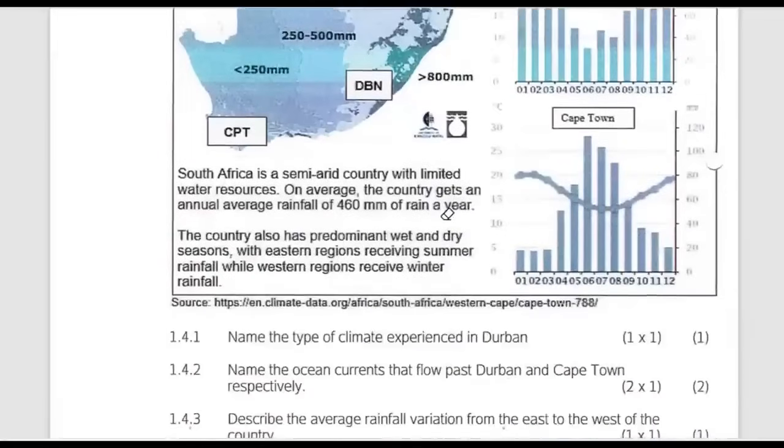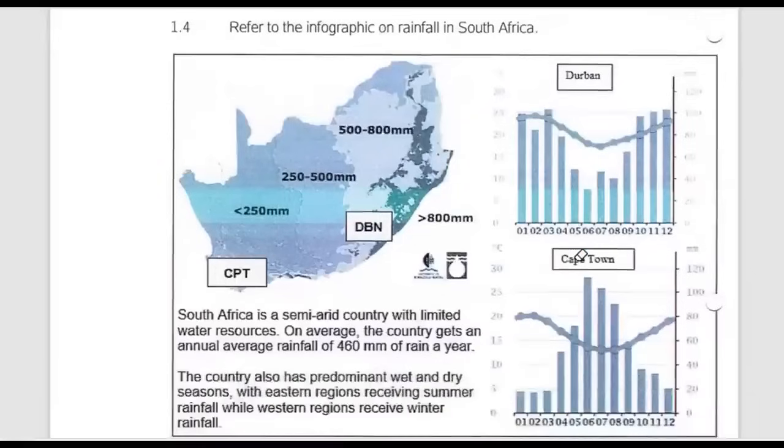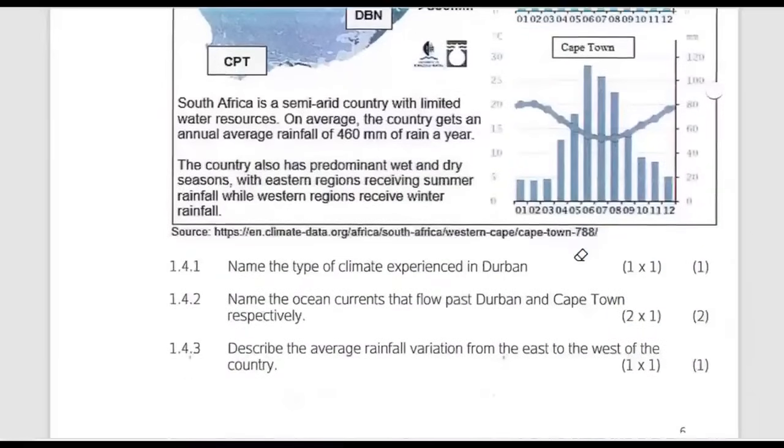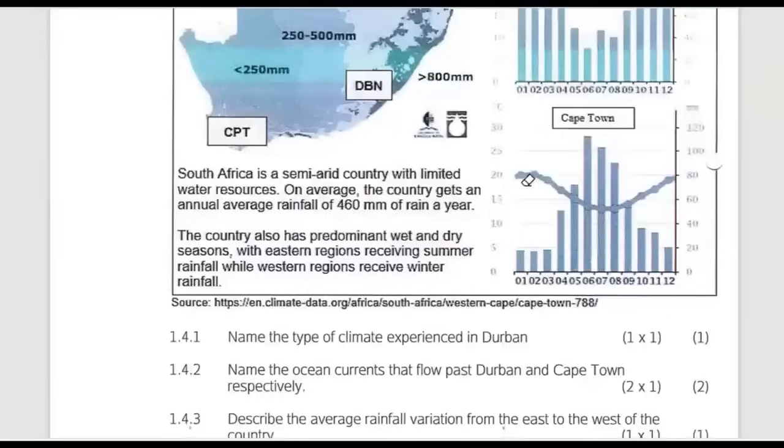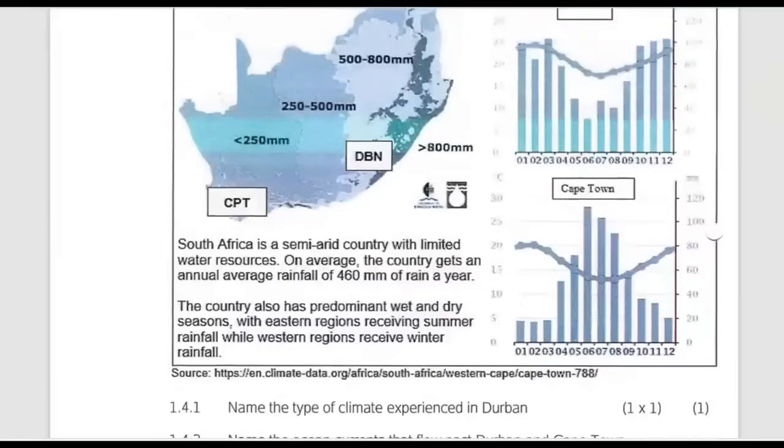Right. Then we go to question number 1.4. Question number 1.4 is South Africa is a semi-arid country, limited water resources. It's basically an extract on rainfall in South Africa. Right. Name the type of climate experienced in Durban. Right. If we check there, we are looking at Durban as a city which is located here. We are seeing the location of Durban. Durban is located here. And we are having our Indian Ocean there. So what kind of climate is experienced at Durban?